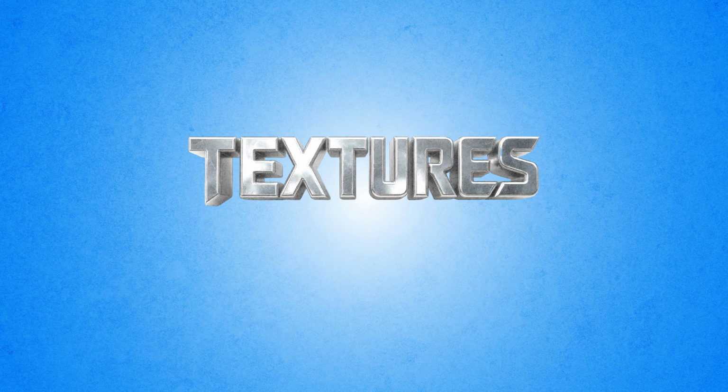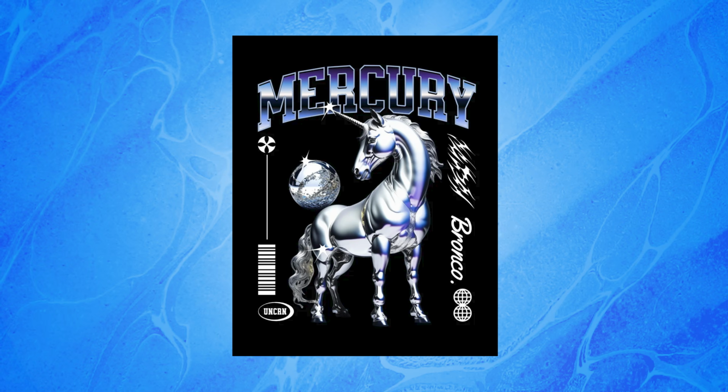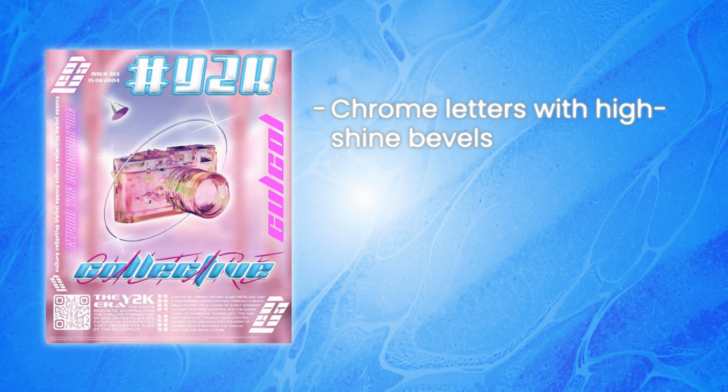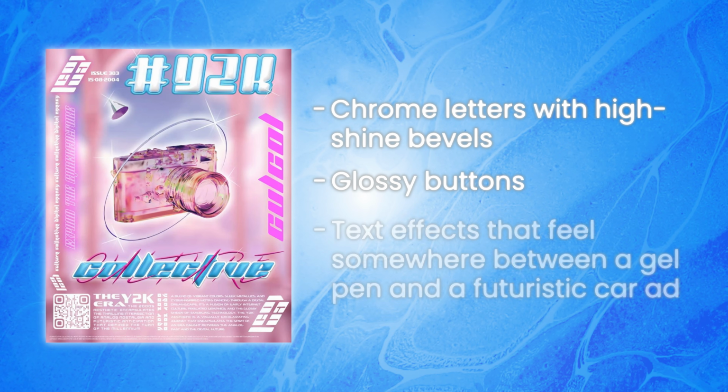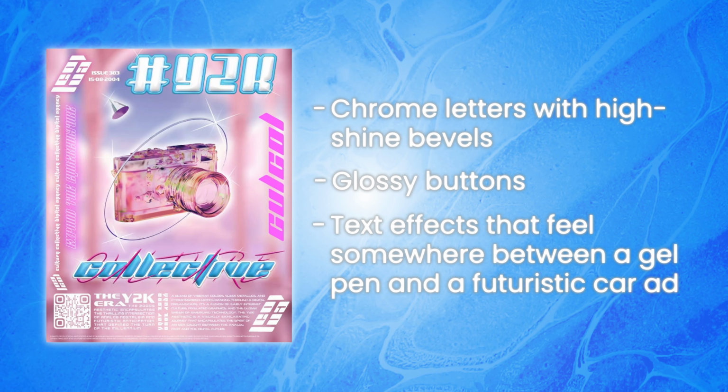First up, let's talk about textures and overlays. Y2K design loves texture, especially ones that are grungy, shiny, sparkly, and metallic. Think chrome letters with high shine bevels, glossy buttons, and text effects that feel somewhere in between a gel pen and a futuristic car ad. You can easily match the look with textures, backgrounds, and text effects. Especially in Kittl, we have loads of these.